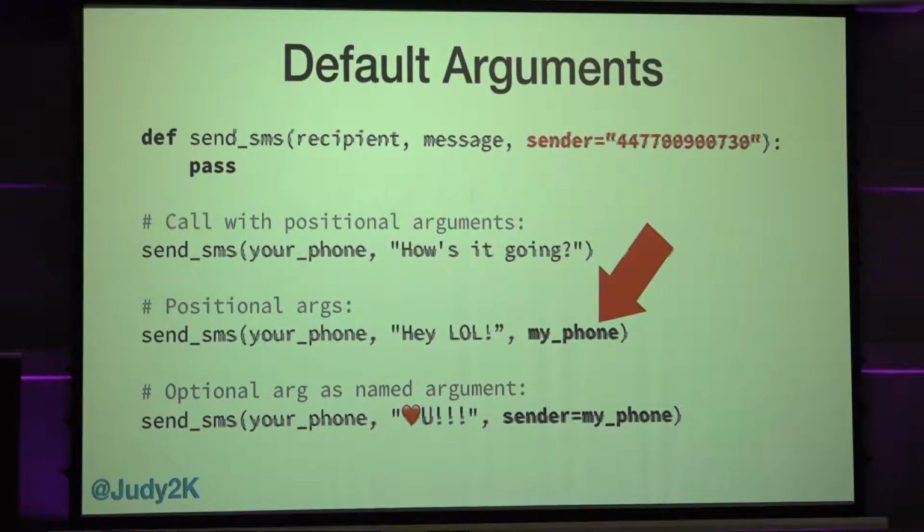In the second case, we provide a positional argument, so we're providing 3 positional arguments, and so the third one is bound to the sender parameter. And in the last case, we're providing it explicitly by name. So these are all valid. We can choose to send it or not to send it, and if we do provide it, then we can provide it either by position or name.